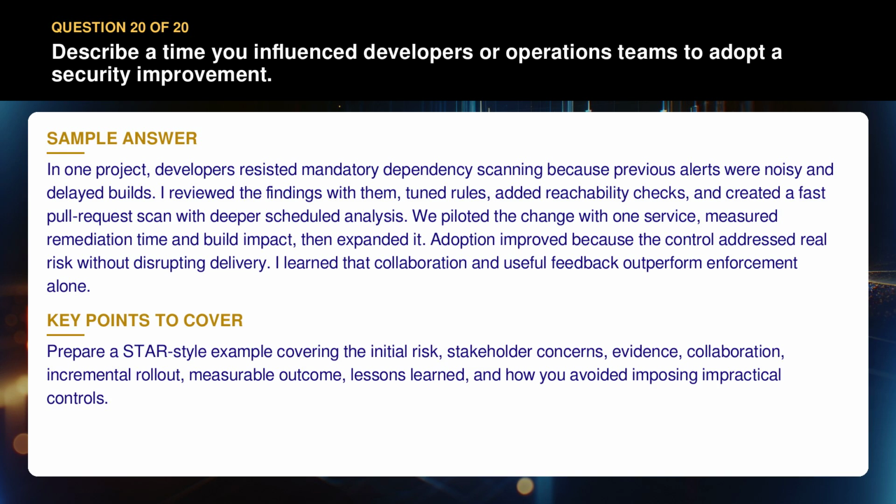Prepare a STAR-style example covering the initial risk, stakeholder concerns, evidence, collaboration, incremental rollout, measurable outcome, lessons learned, and how you avoided imposing impractical controls.